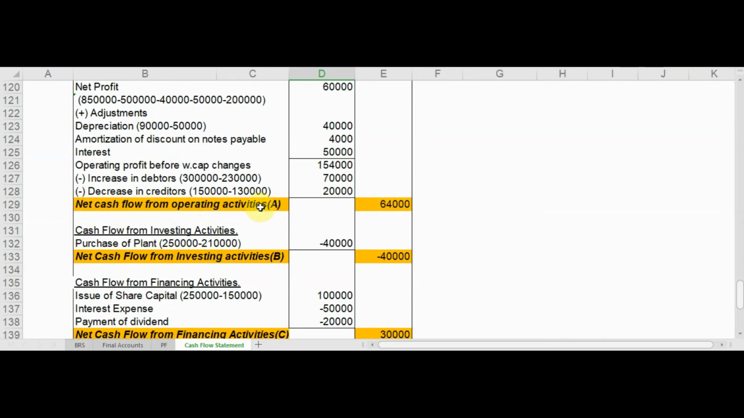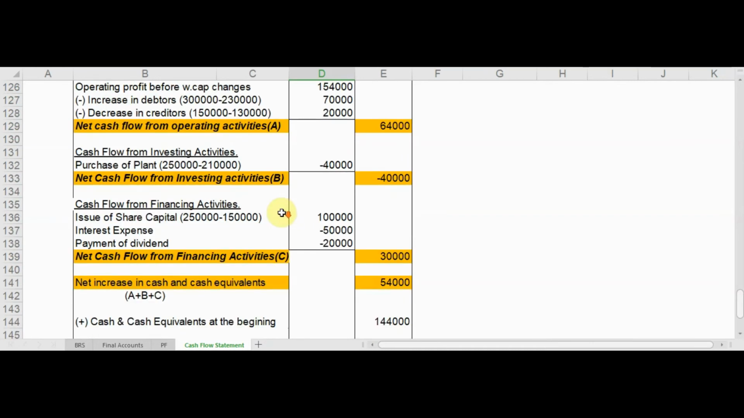Please note here that in this problem there is no stock in trade given. If there had been any increase in stock in trade, it should have been deducted, and if there was some decrease in stock in trade, it should have been added. So this 64,000 is the net cash flow from operating activities, which is classified as A.